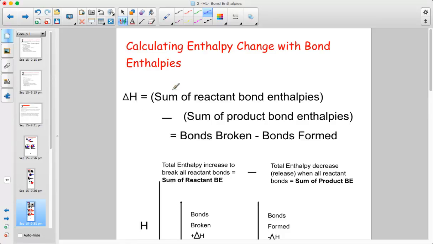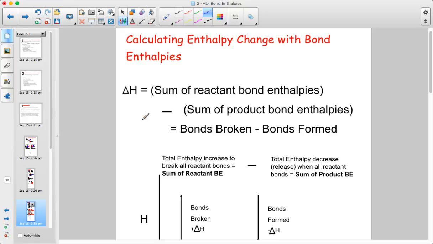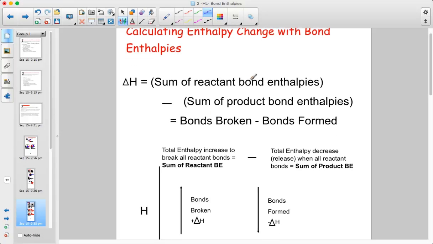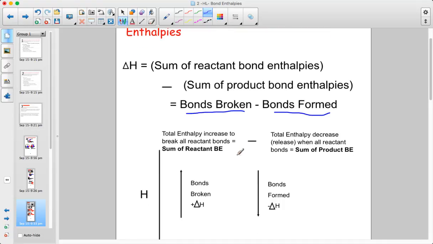When you actually try to do a calculation with bond enthalpies, it's pretty straightforward. You take the sum of all the reactant bond enthalpies and you subtract the sum of the product bond enthalpies. Basically, you're looking at the total energy to break all the reactant bonds, and then you're looking at the energy that you'd get out when you form all the product bonds. And it's kind of as simple as that. The negative sign is in there. The negative sign makes the bond enthalpies of the products exothermic, because when bonds form, it releases energy.